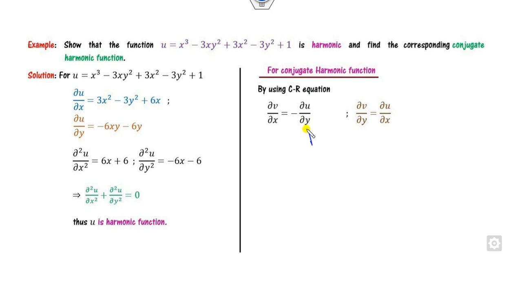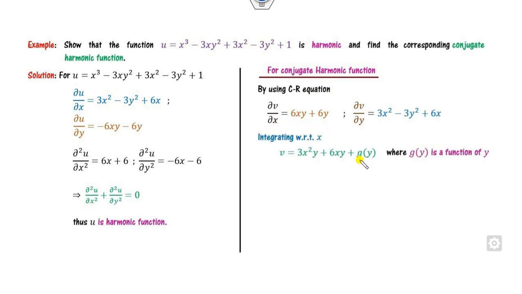Again, we can start with the CR equations. I can substitute both the values here. I can integrate this with respect to x. You will get a constant of y. Substitute this value here, and you will get this expression.